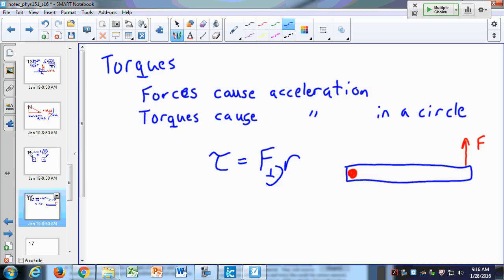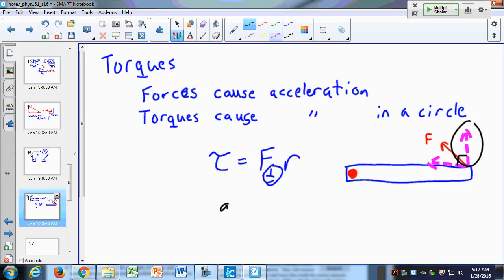Now, this little symbol right here means that it's only the force, or the component of the force, that's perpendicular to the moment arm, we call it, or the object that's rotating. So let's say, for example, that instead of a force like that, we have a force like this. Now, that force has two different components. We can break that force into two different components. We can say that it has a component that is in that direction, and a component that's in that direction. And the only component of that force that causes torque is this one, because that one is perpendicular to the moment arm. So this little symbol right here just means whatever force is perpendicular to the moment arm is what will cause the torque.